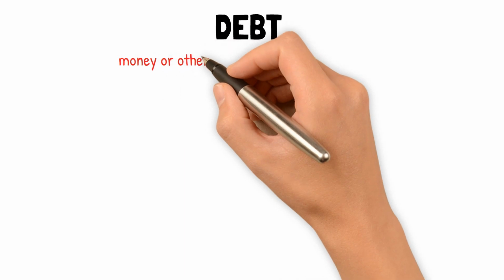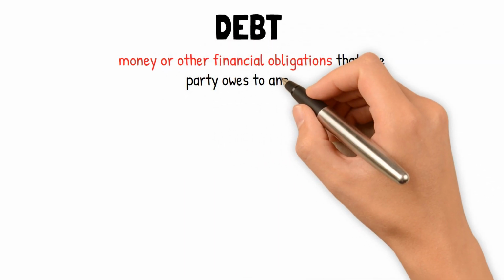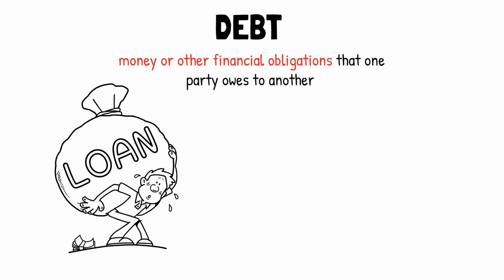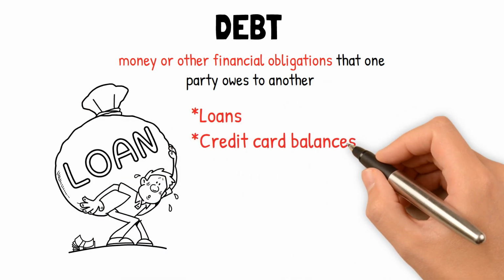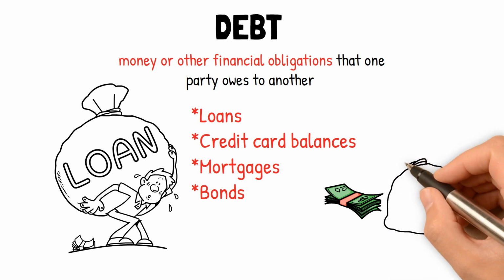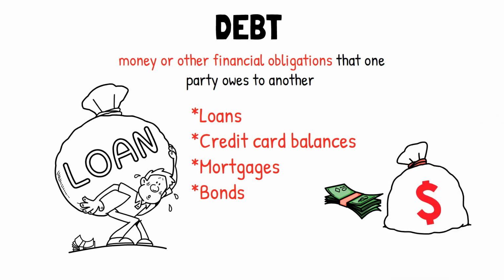Debt. Debt refers to money or other financial obligations that one party owes to another. Debt can take many forms, such as loans, credit card balances, mortgages, or bonds. When an individual or organization borrows money, they agree to pay it back with interest over a period of time. Failure to repay the debt can result in penalties or legal action.